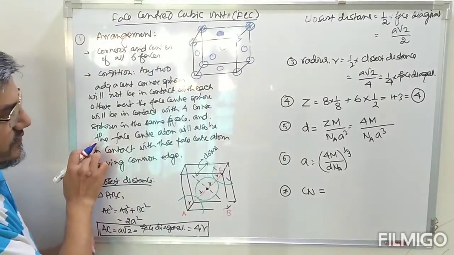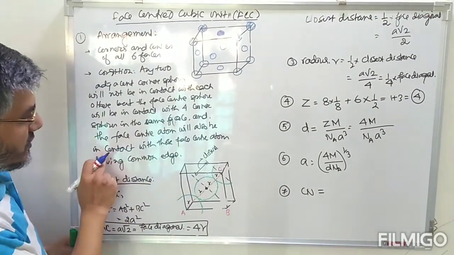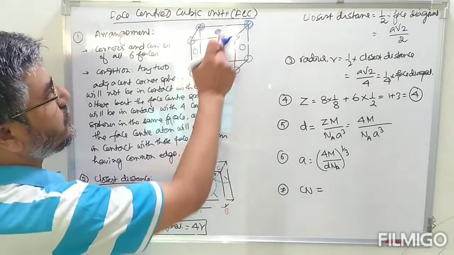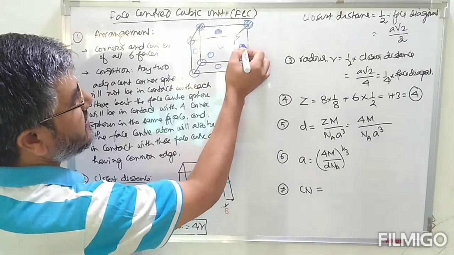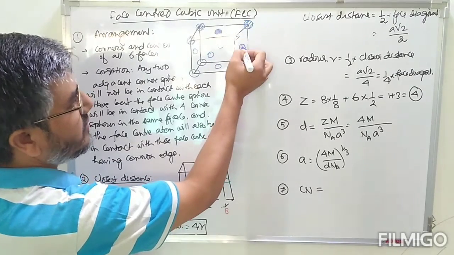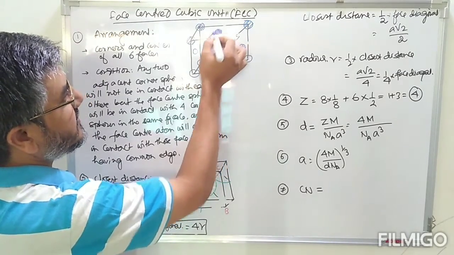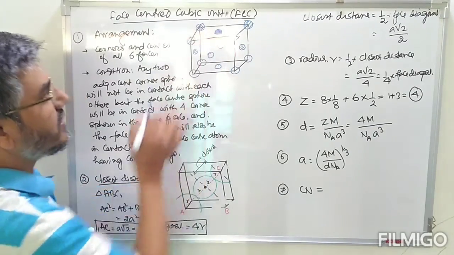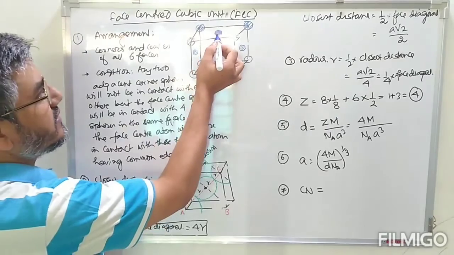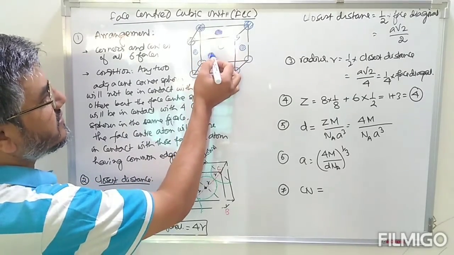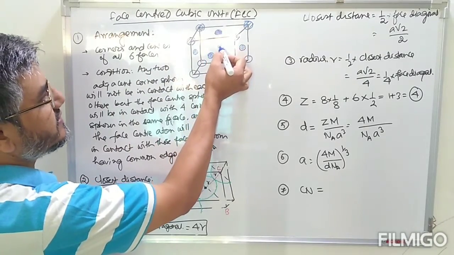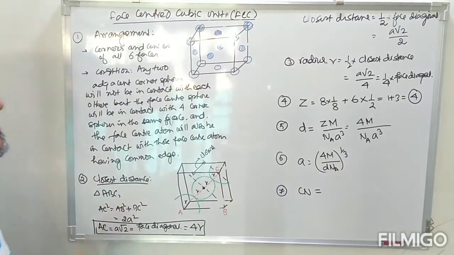The condition also says the face-centered atoms will be in contact with those face-centered atoms having a common edge. So this face, having a common edge, will be in contact with this face. This left face also has a common edge. This face and the front face have a common edge. This face and the rear face also have a common edge.